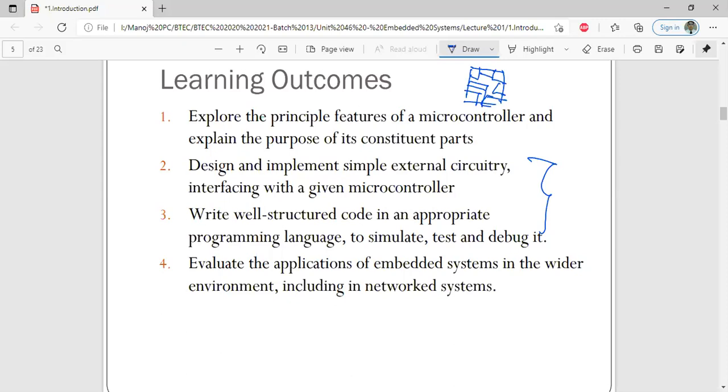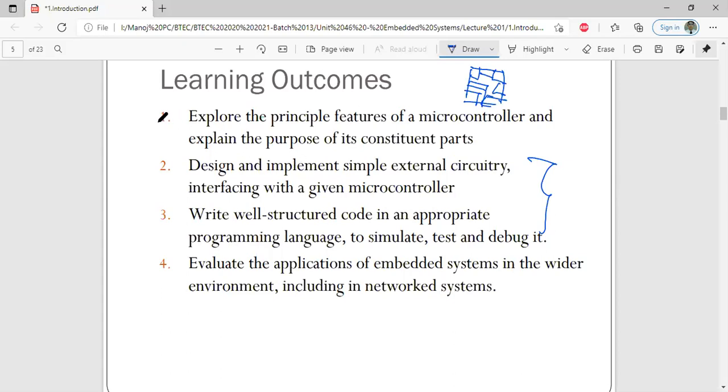So when you are writing the code required to implement your embedded system, outcomes 2 and 3 should be done together. Then the fourth one, evaluate the applications of embedded systems in the wider environment, including in network systems. As I have told you previously, that thing also you have to address.